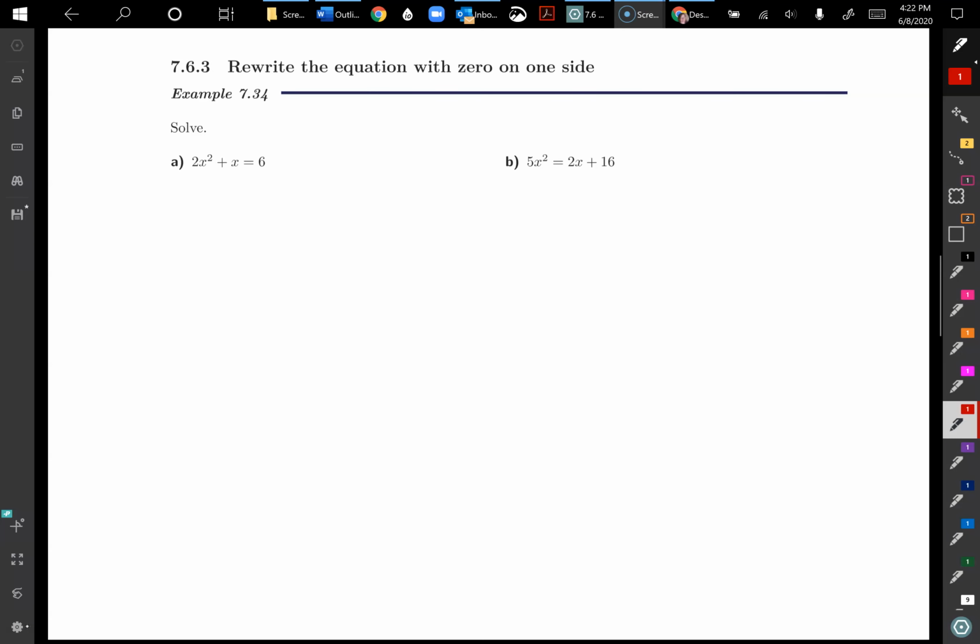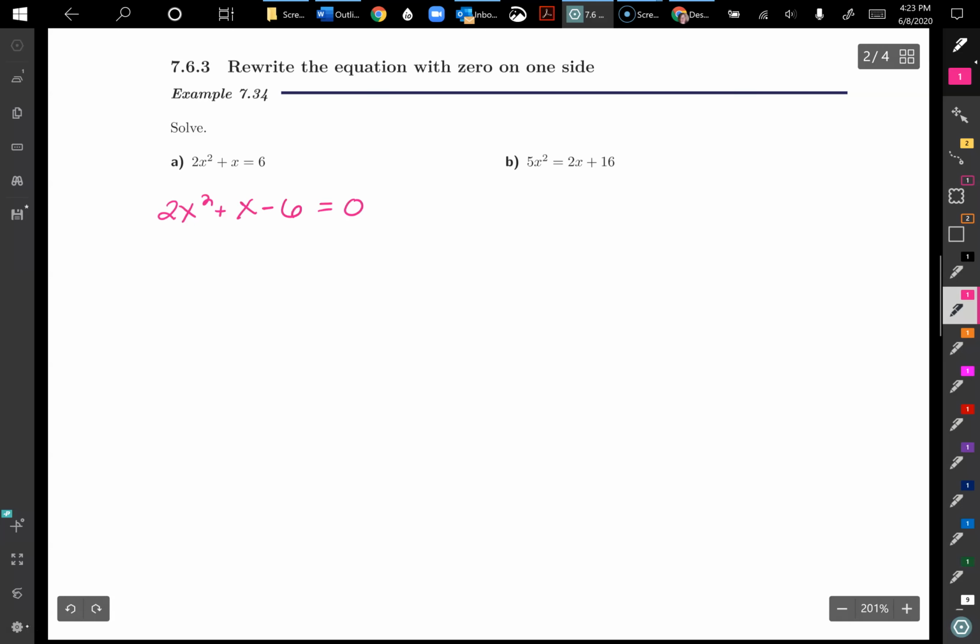Okay, now here's a couple of cases where this actually represents a parabola intersecting with a constant function. I could figure out the points of intersection, or I could just get it into the general form and solve for my zeros. So I need to set it equal to 0 first if I'm going to use the factoring method. And then I'm going to factor.